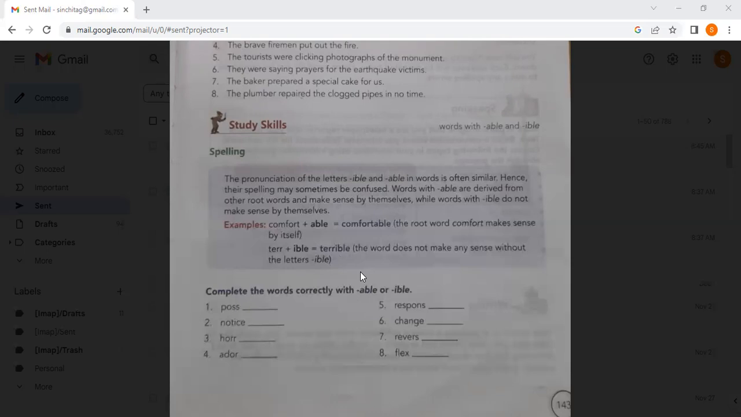Now, what you have to do, first tell me a word with able and with ible. Any word of your own. Possible. Very good. Possible. That is with ible. And now with able. Any words with able? Adorable. Adore plus able. Excellent. Super, Saranya. Okay, now complete the sentences, beta.